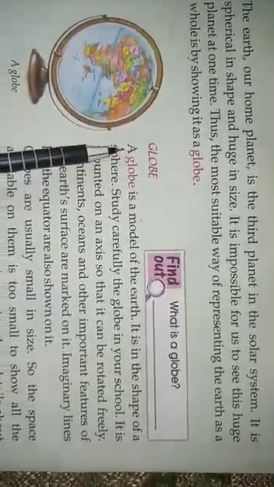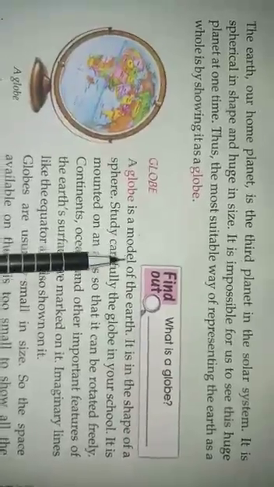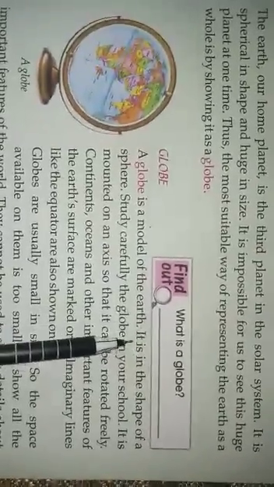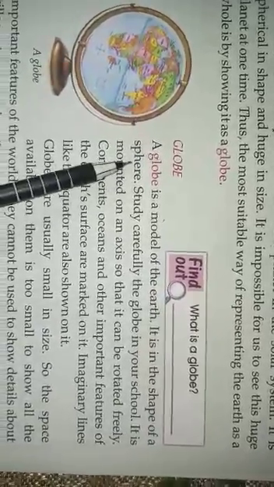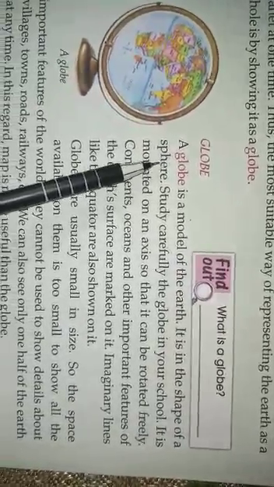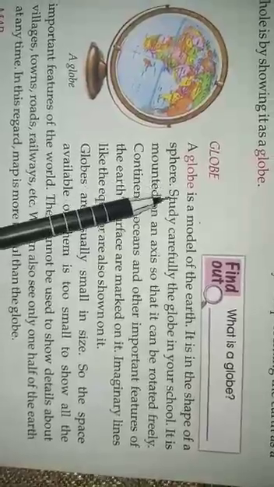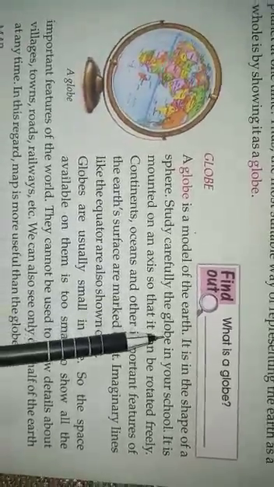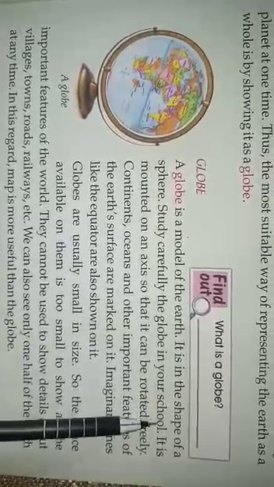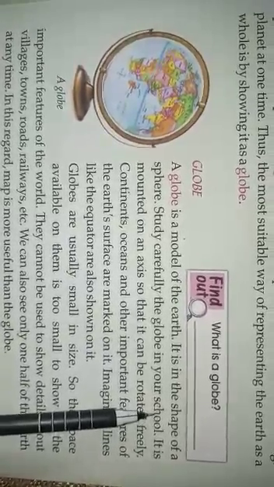Globe. A globe is a model of the Earth. It is in the shape of a sphere. Sphere means round, like a ball. Study carefully the globe in your school. Do you see a globe in your school?